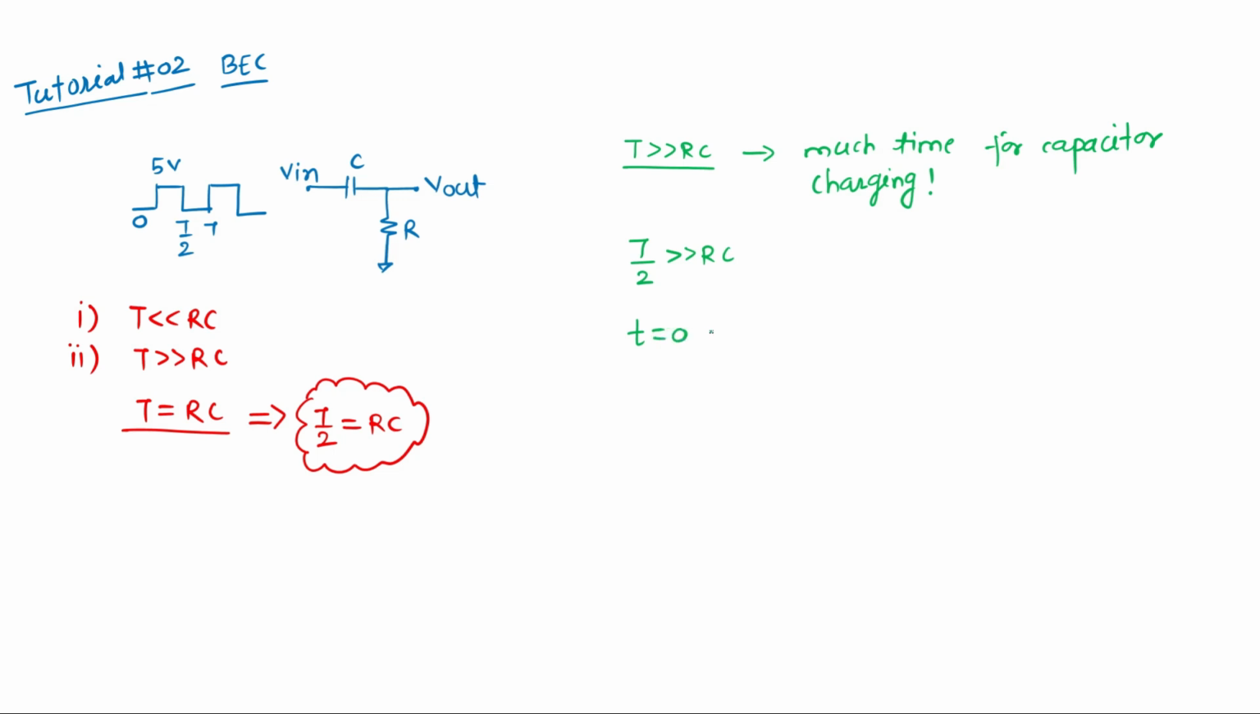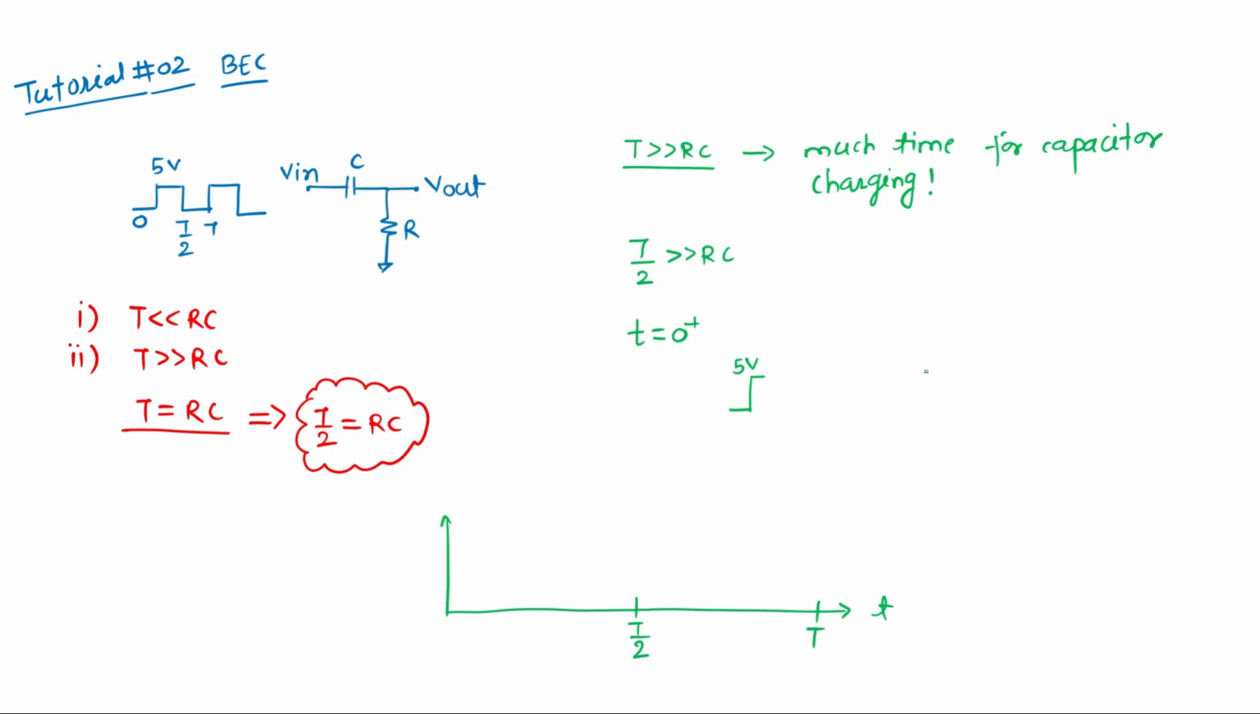At T equal to 0 positive, the circuit is like we are applying a step, just like 0 to 5 volt. And as you can see, T by 2 is much greater than RC. So I will draw one plot here, with T by 2 somewhere here, and T somewhere here, on the time axis. And RC is very small.